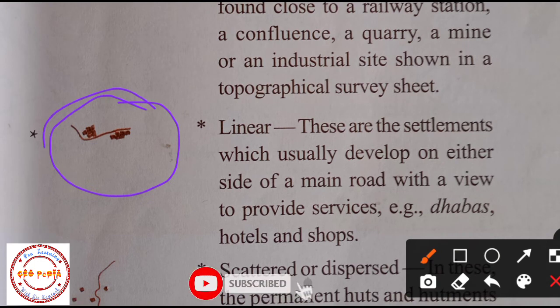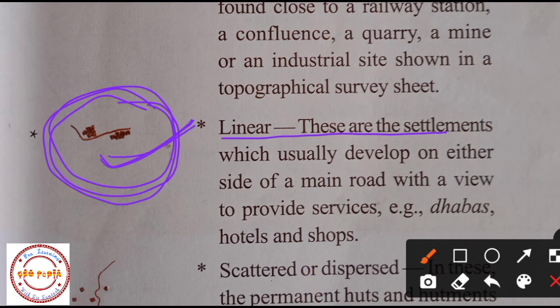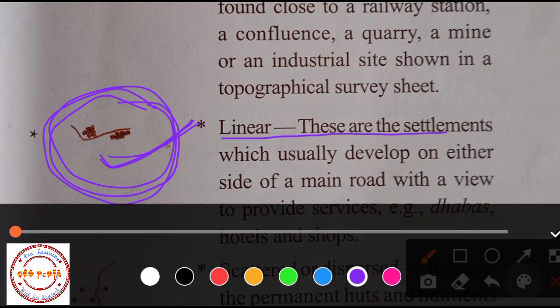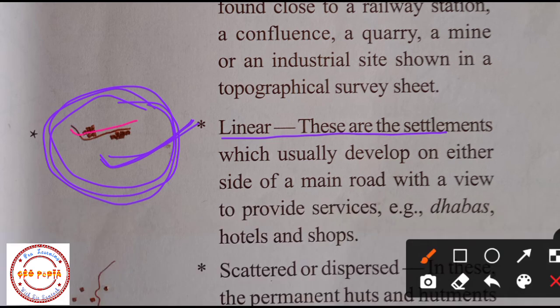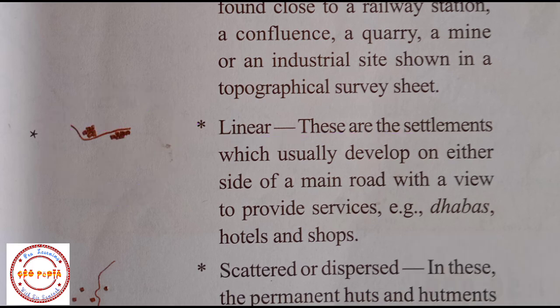Now this is the sign, or you can say symbol, of how the linear pattern is shown on the topographical map. Here this one is your road, then on both sides of the road there are settlements, huts or buildings. So this is linear settlement.